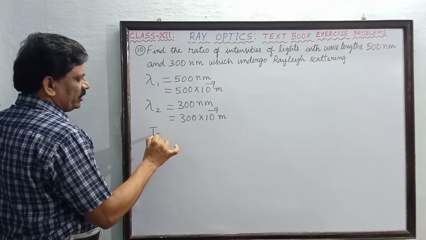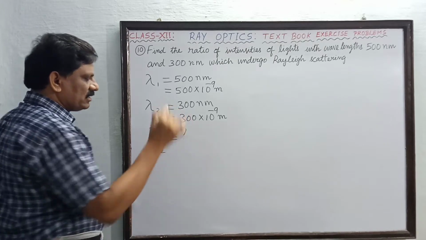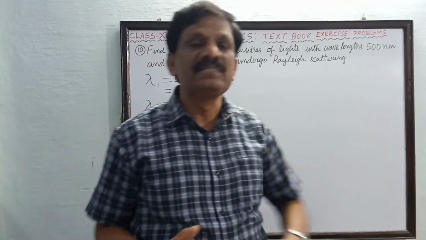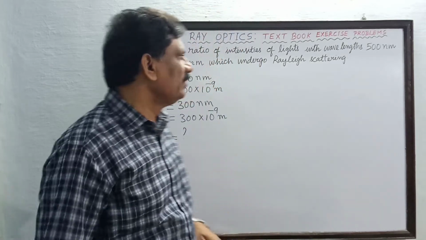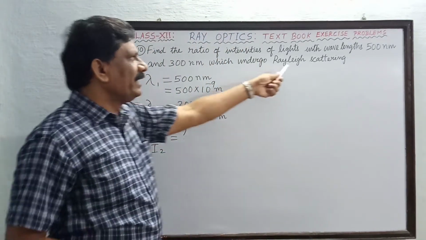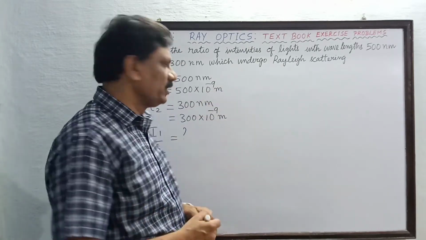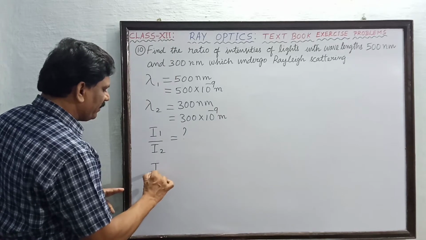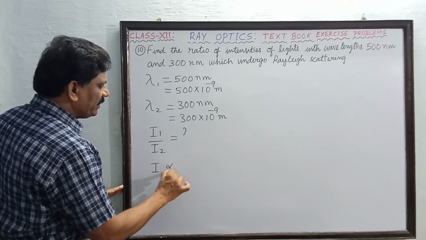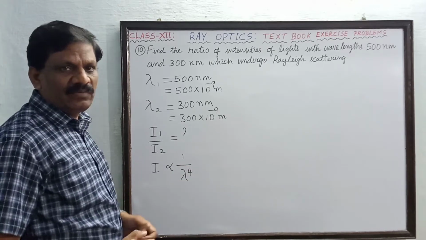So what is the ratio of the intensities? I1 by I2 is asked. Very simple numerical problem and very interesting also. So, from Rayleigh's scattering, the intensity of light is inversely proportional to the 4th power of the wavelength.